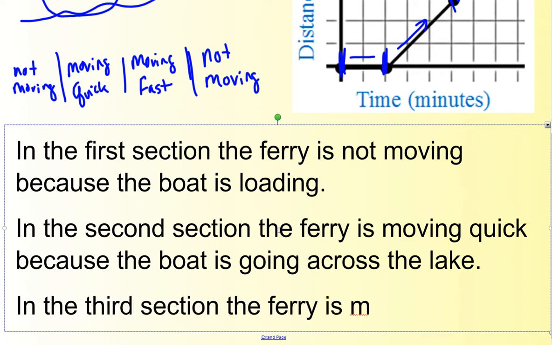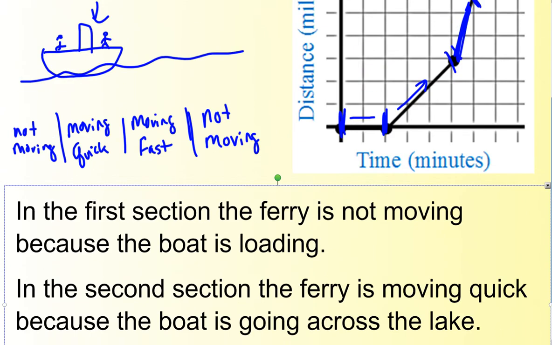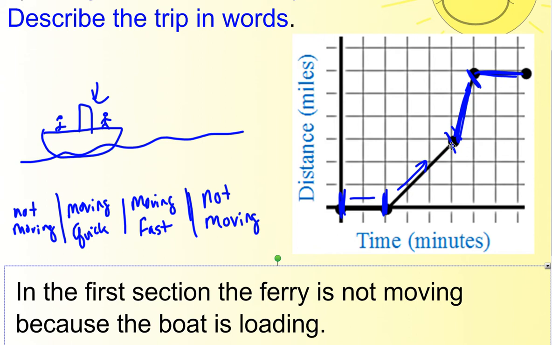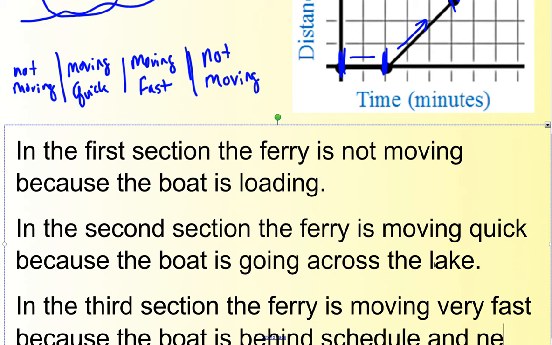Okay. In the third section, the ferry is moving very fast because why? So why would they? I mean, they're moving sort of quick now, and then they go whoa, and they speed up quickly here. Why are they moving that much faster? Maybe they're late. Maybe they've realized that they're running out of time. They need to speed up. One of those sorts of things. They have a set schedule and they're behind schedule. Sure, because the boat is behind schedule and needs to catch up.